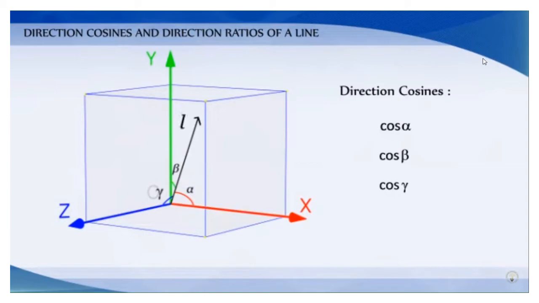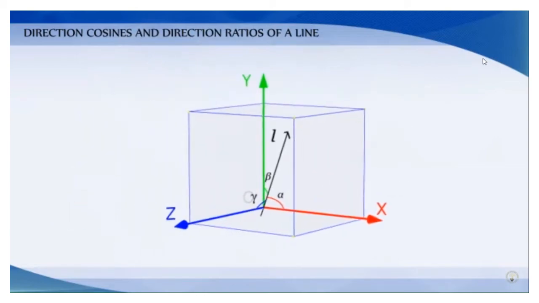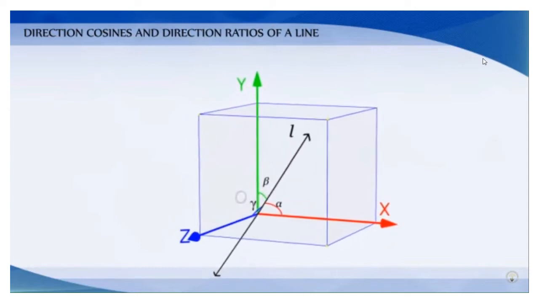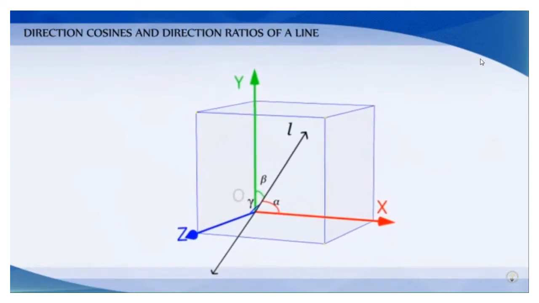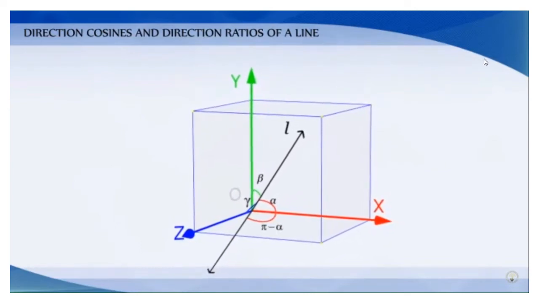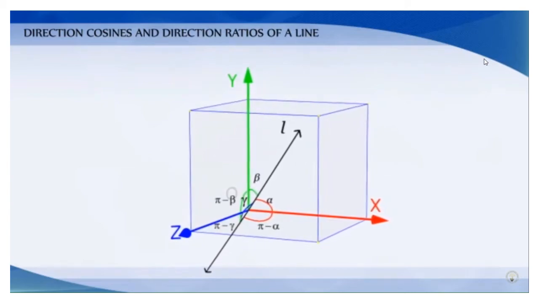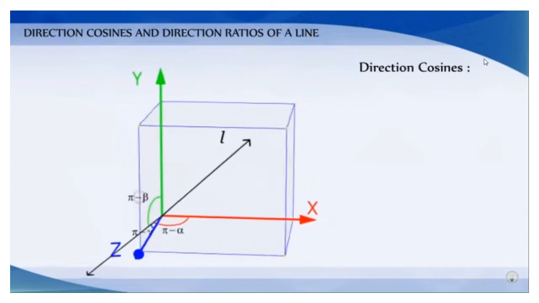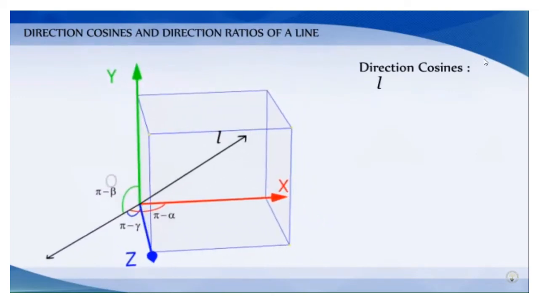If the direction of the line L is reversed, then their angles are replaced by their supplements, that is pi minus alpha, pi minus beta and pi minus gamma. Direction cosines are denoted by the letters L, M and N. Any three numbers which are proportional to the direction cosines of a line are called the direction ratios of the line.